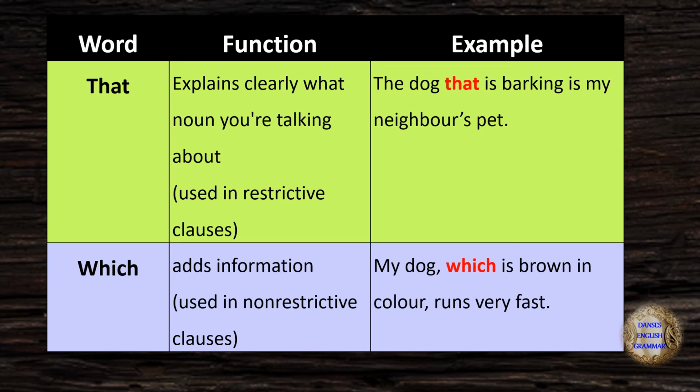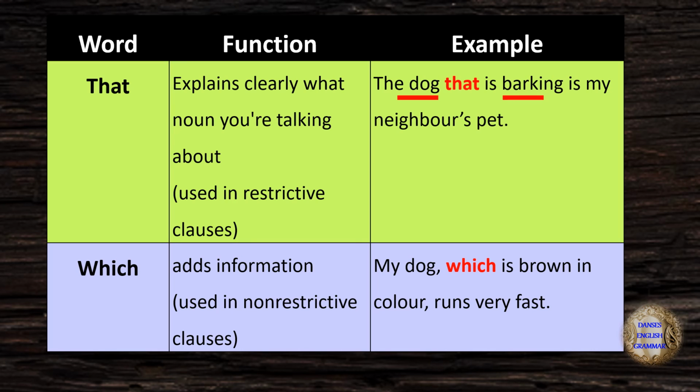Further, let's see a recap. The word that explains clearly what noun you're talking about and it is used in restrictive clauses. Example: the dog that is barking is my neighbor's pet. The word which is used to add information and it is used in a non-restrictive clause. In case you need to know what a restrictive clause and a non-restrictive clause are, I would like you to look into the previous video on my channel where I've explained them.